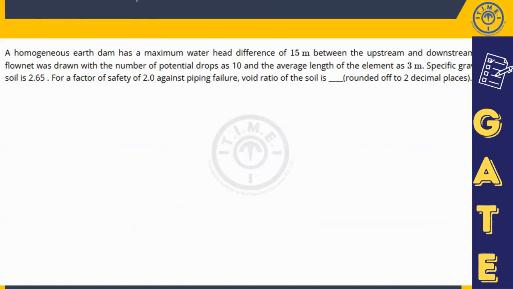Okay, my dear students, the next question is from GATE 2024, set 2, 2 marks. It is given a homogeneous earth dam has a maximum water head difference of 15 meter between upstream and downstream sides. That is your total head loss, del capital H is total head loss. 15 meter is given as total head loss.